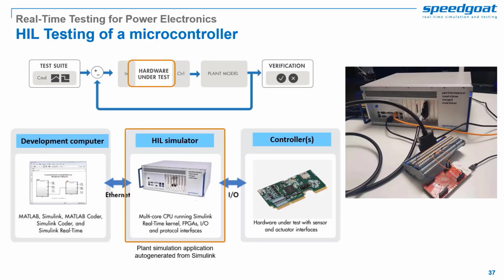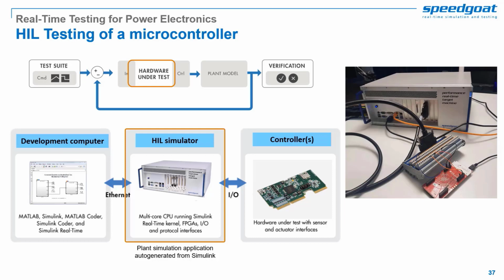Now, let's see how to thoroughly test the controller. For example, you may want to test all fault scenarios for an electric motor, but you want to do this safely. And maybe you do not even have the electric motor available to test your controller. For this, you can set up hardware-in-the-loop simulation with Speedgoat.